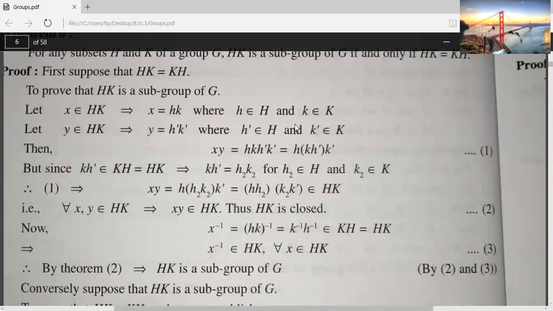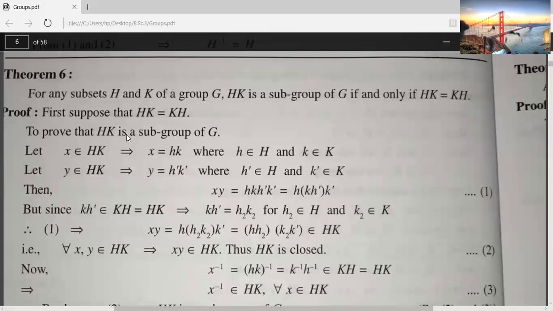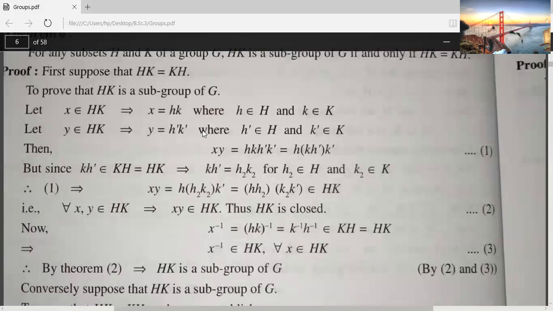To prove that one, here you take an element X belongs to HK. If HK equal to KH, then you have to prove HK is a subgroup. Now you take an element. HK is a subgroup of G, that we have to prove. Already you have taken theorem number 1. You see there, if you take X comma Y belongs to HK, you have to prove X Y inverse also belongs to HK. You are taking X belongs to HK here, and X is equal to HK.